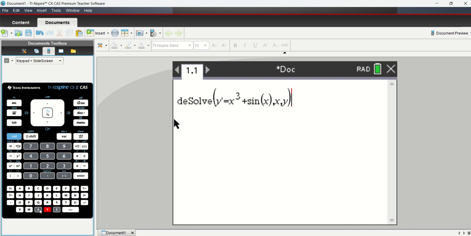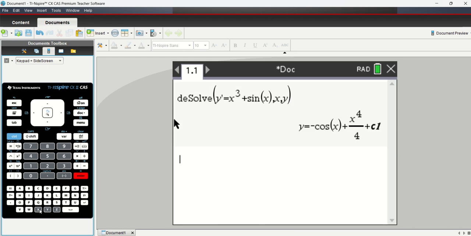And what that does is put this into the DEsolve like that, and you can see there, that's the syntax. So if you haven't got the wizard, when you press DEsolve and it just comes up with the brackets, this is what it looks like. You still type in the DE, comma, independent variable, comma, dependent variable. Like I said, 90% of the time, comma x, comma y, and it gives you the solution to that. The solution to that DE is y equals negative cos x plus x to the power 4 over 4 plus c1. That c1 is your constant of integration.